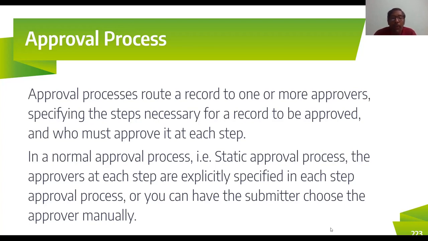In a normal approval process, the static approval process, the approver at each step is explicitly specified, right? So the normal process is going to be a static process. It's not going to be a dynamic process. In each and every step, the approver will be explicitly specified. In each step of the approval process, you can also have the submitter choose the approver manually.